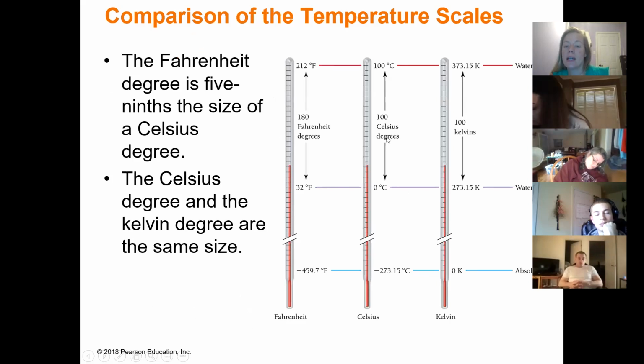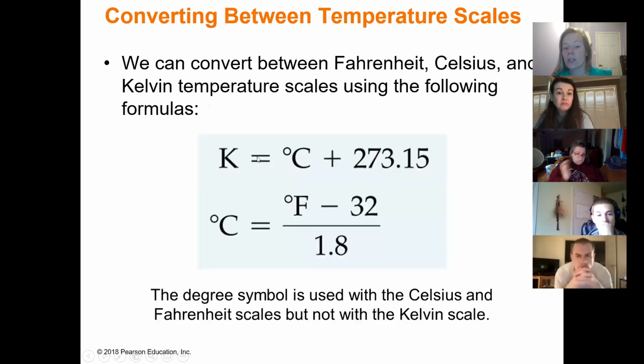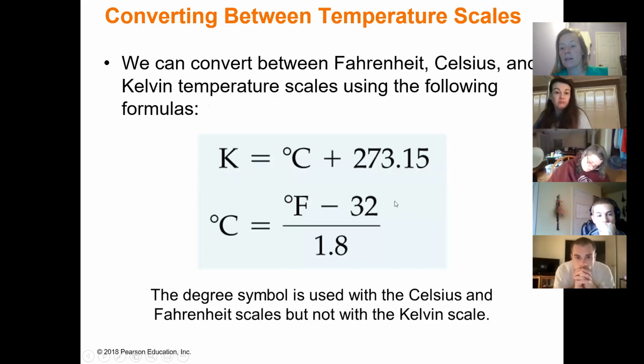So 100 degrees Celsius and 100 degrees Kelvin separate our freezing and boiling of water. 180 degrees separates it on the Fahrenheit scale. So there's a calculation to convert between Celsius and Fahrenheit. This is one of them.